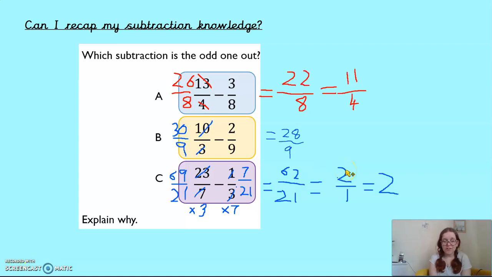I hope you guys have managed to get these answers, and if you simplified your answers down, you would have worked out that the odd one out is B because we cannot simplify it. We cannot simplify 28/9 down at all. Now, if you got yourself in a muddle here when it was 2 over 1, just remind yourself that 2 over 1 is the same as 2 wholes, okay?